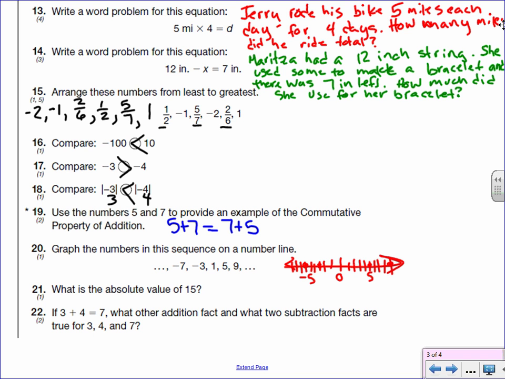What is the absolute value of 15? That's asking the question, how far away from 0 is 15? Well, it's 15 places away from 0.